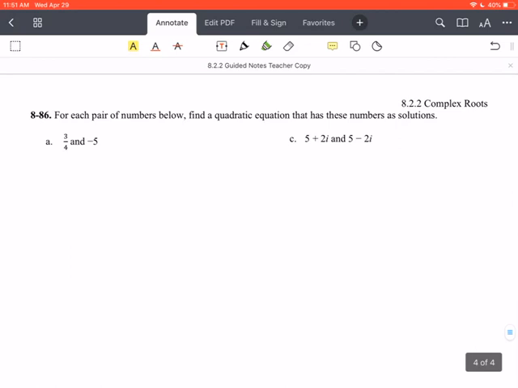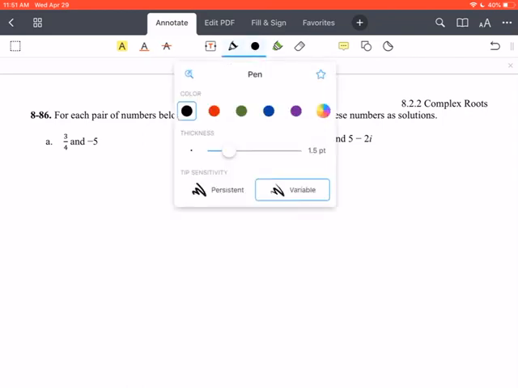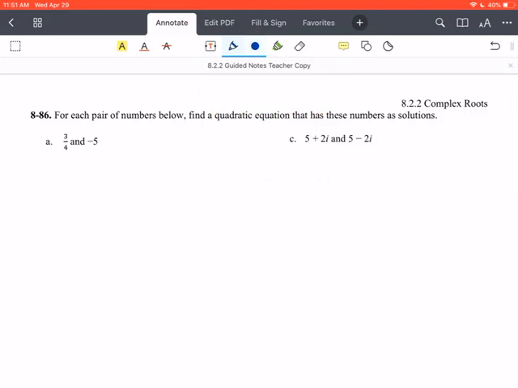Whew! Hopefully you have caught on to that process, because that is what I would call drill problems. Okay, so now it says for each pair of numbers below, find a quadratic equation that has these numbers as solutions. Okay, same process, but now they're mixing it up. Again, pause me and try these problems. Practice makes perfect. But on this first one, we're given real roots.